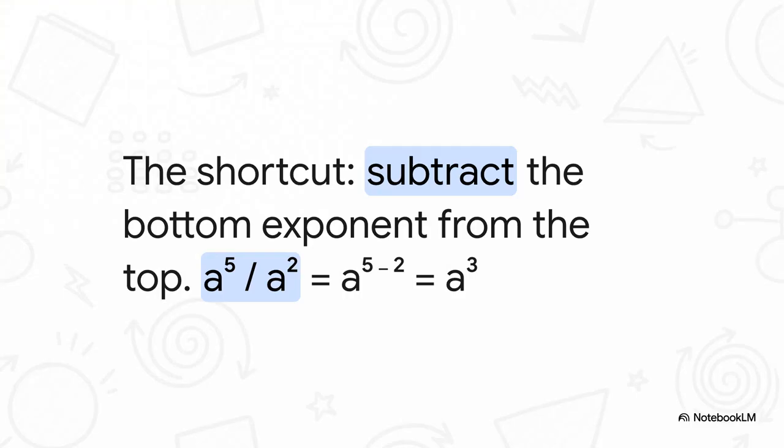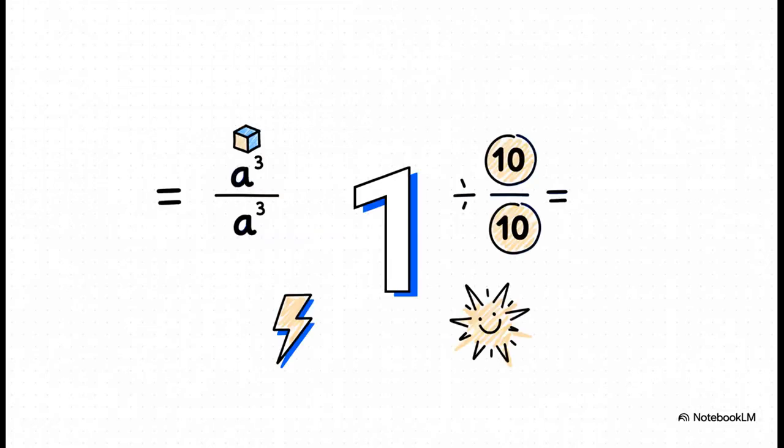First up, what if the top exponent is bigger, like a to the power of 5 divided by a to the power of 2? Well, the shortcut here is to just subtract. You take the top exponent and subtract the bottom one. So 5 minus 2 is 3, and our answer is a cubed. Easy enough.